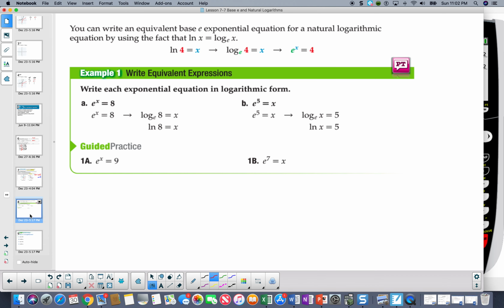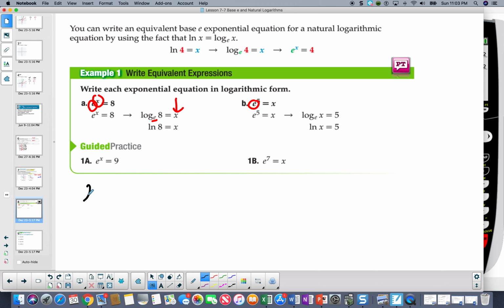Let's go ahead and practice changing from an exponential to a logarithmic. So this is our base, and that's what we're going to put here. And this is our exponent, which is what we're going to put here. Now we normally don't write log base e, we just write the natural log of 8 is equal to x. Again, this is our base, so we go to natural log. Our exponent is isolated. Natural log of x is equal to 5.